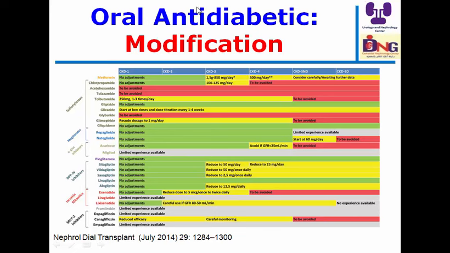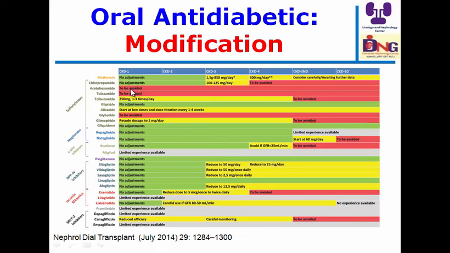So if we look at metformin, if the estimated GFR is above 60, no problem, and between this range, modification. But this study was published in July 2014, and after this date, we have some reports showing that if we use metformin in lower GFR, we find high mortality. So I believe that the FDA recommendation is very nice. If serum creatinine is above 1.5 milligram per deciliter in men or 1.4 in women, don't use metformin.